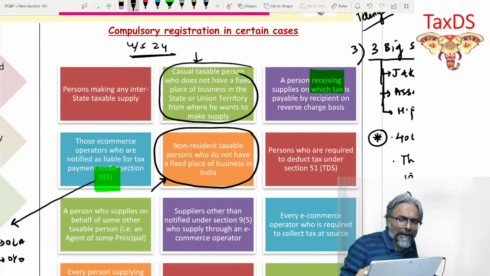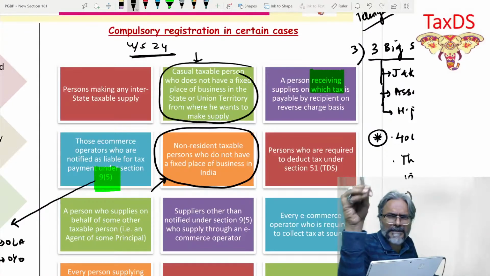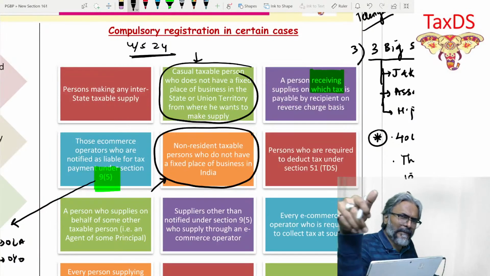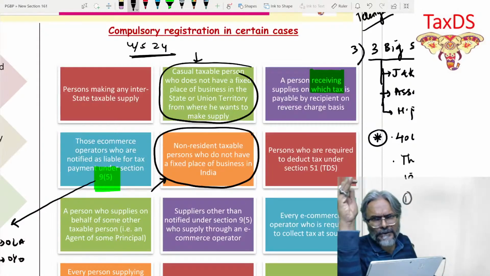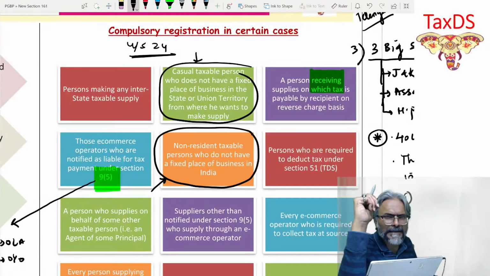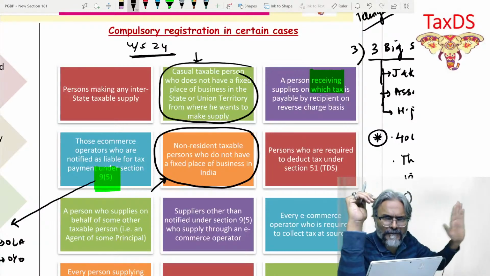Now, a person who is required to deduct TDS under section 51, registration is mandatory. Though this registration would be the registration as a tax deductor, possibilities are that this person would also be a supplier by himself. Who is liable to deduct tax under 51? It is the government and government organizations, agencies and PSUs. So they might also be a supplier. As a supplier, they will have to take registration under section 22, turnover based, whereas as a tax deductor, they will have to get registration separately. This point I have also discussed with all of you.